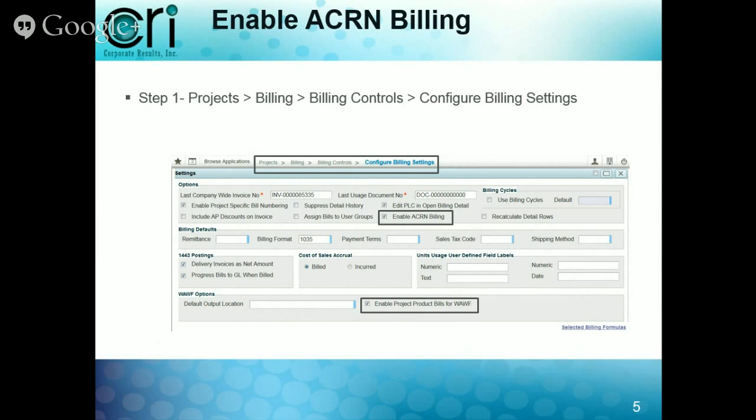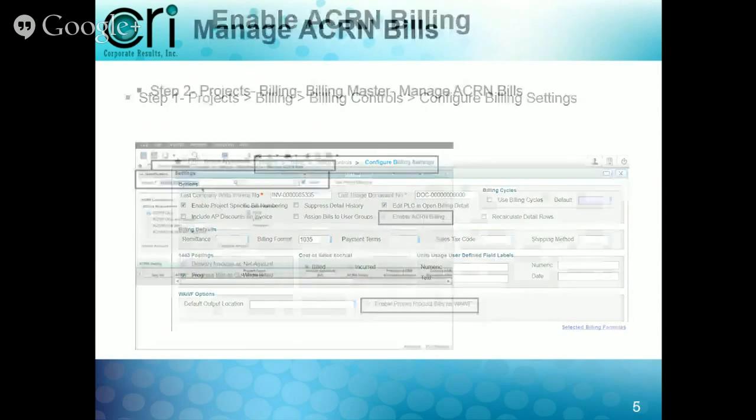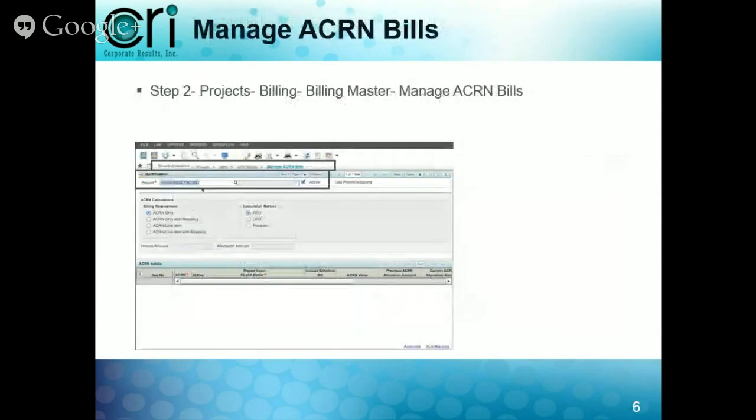Okay, so the next screen we're going to go to is the actual Manage ACRN Bill screen. Once we've turned on the functionality, we now have the ability to actually utilize this particular screen, because beforehand we wouldn't have been able to access it. If you don't go and check that box, it would basically say you have not set up your system to enable the ACRN bills.